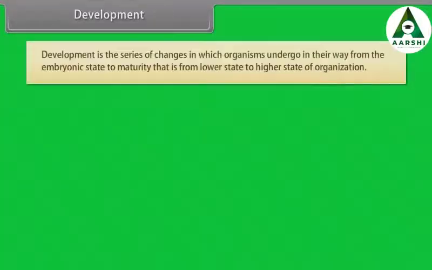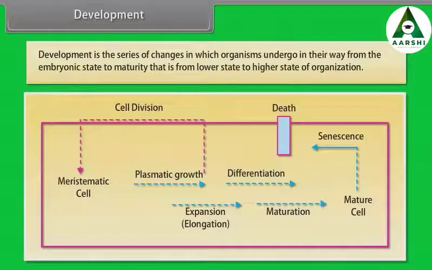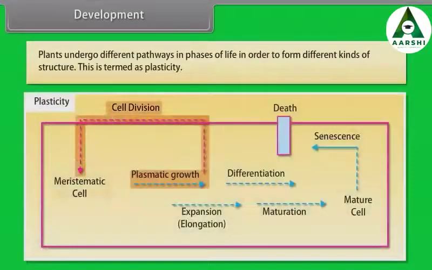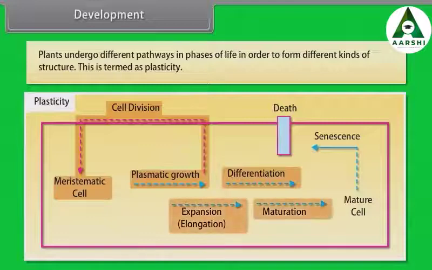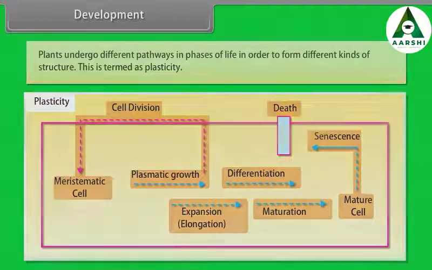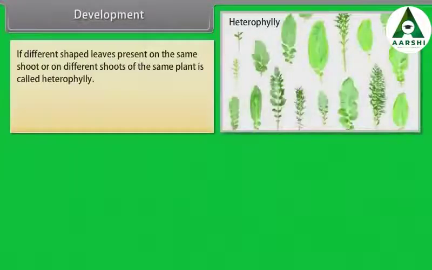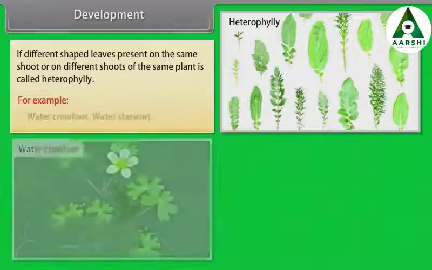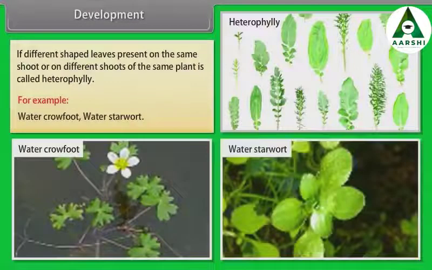Development. Development is the series of changes which organisms undergo on their way from the embryonic state to maturity, that is, from a lower state to a higher state of organization. Plants undergo different pathways in phases of life in order to form different kinds of structures. This is termed plasticity. If different shaped leaves are present on the same shoot or on different shoots of the same plant, it is called heterophylly. For example, water crowfoot, water starwort.